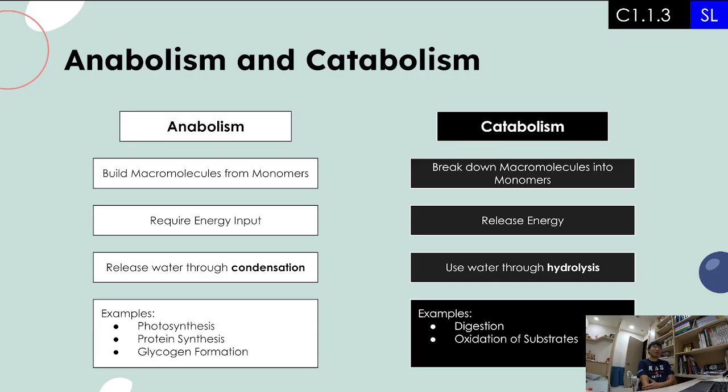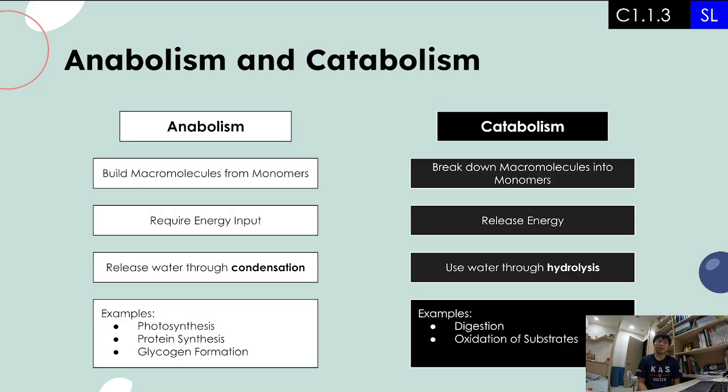So what are anabolism and catabolism? Anabolism builds macromolecules from monomers. So it's building the big thing from a lot of small things, and it requires energy. In a lot of scenarios, it'll involve condensation, which means it'll release water through binding. Some examples of it are photosynthesis, protein synthesis, and forming glycogen.